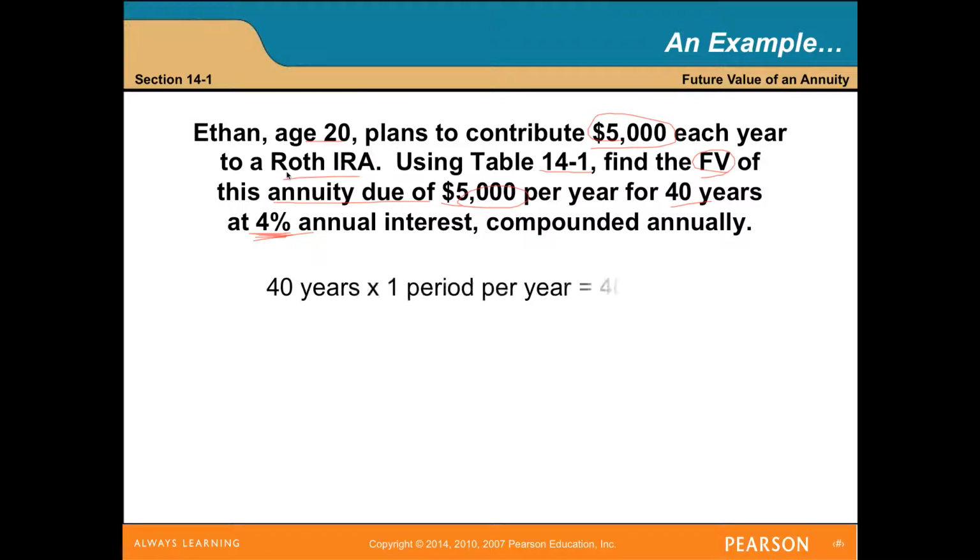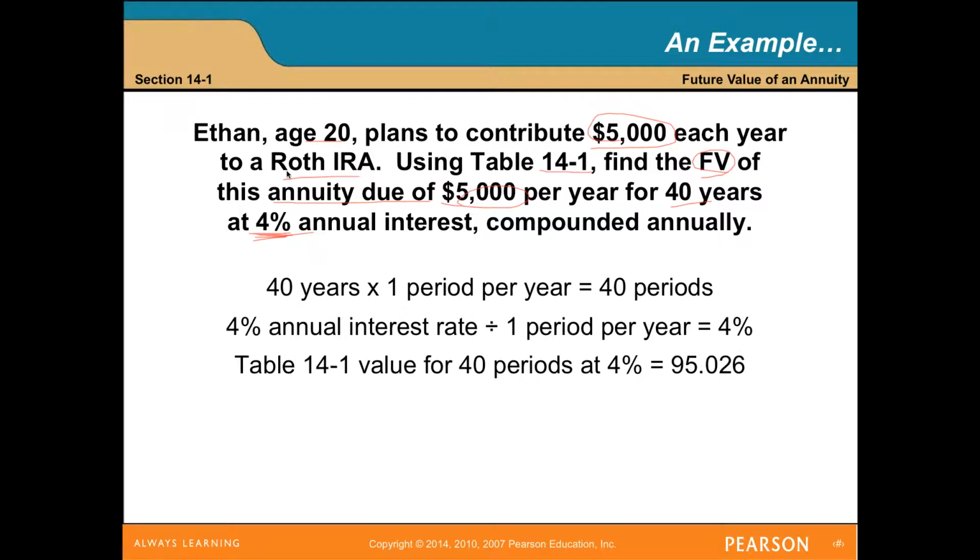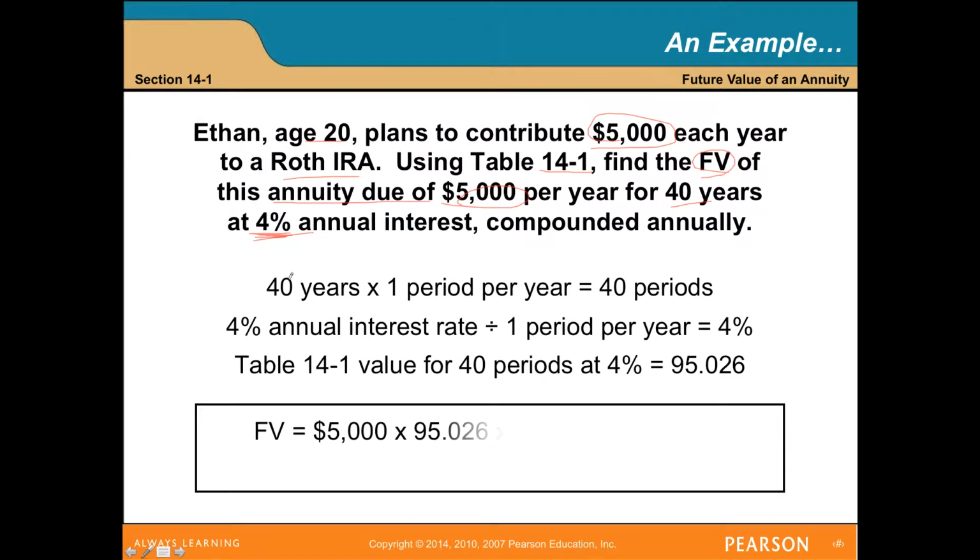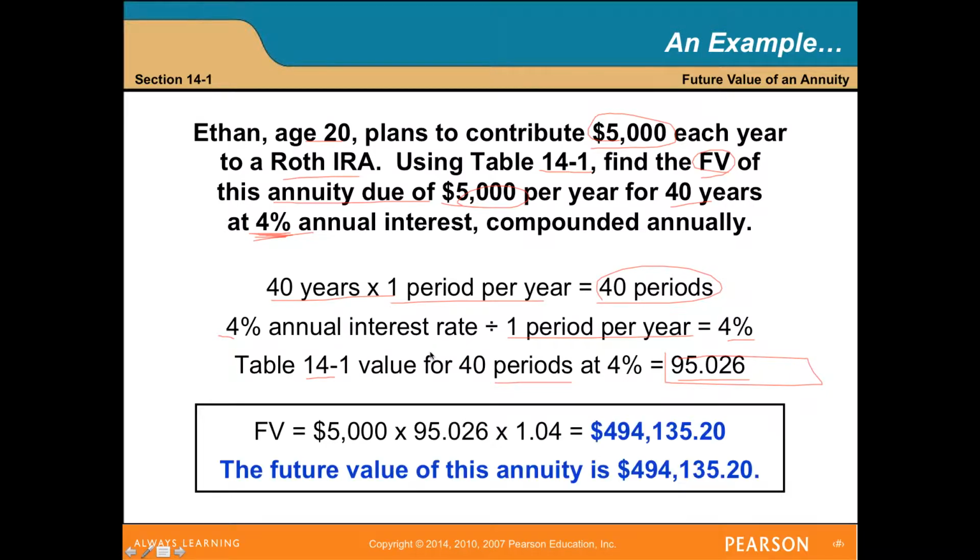on your account. So here, going back to the problem, we have 40 years times 1 period per year equals 40 periods. So 4% annual interest rate divided by 1 period per year equals 4%. Using table 14-1, value for 40 periods at 4% equals, we get the multiplier, 95.026.